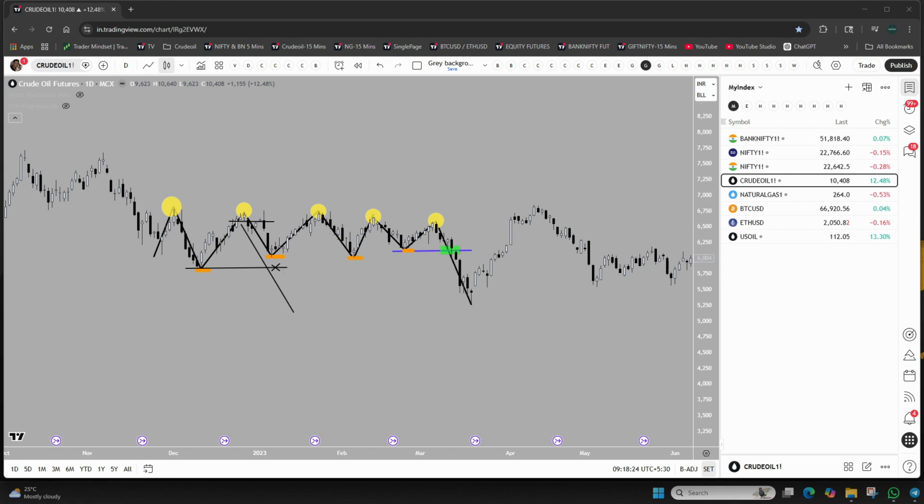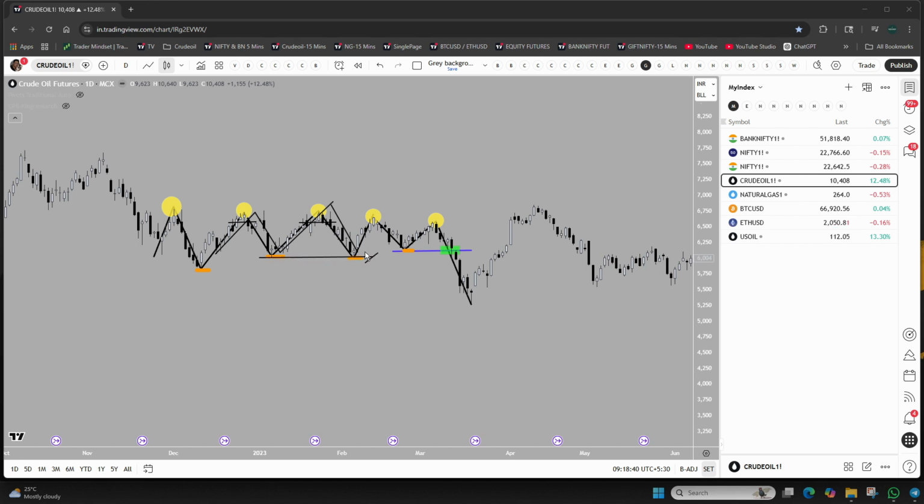Similarly, if we talk about these two double tops, this one and this one, the price went up, came down, went up again, and tried coming down again, but did it breach this neckline?